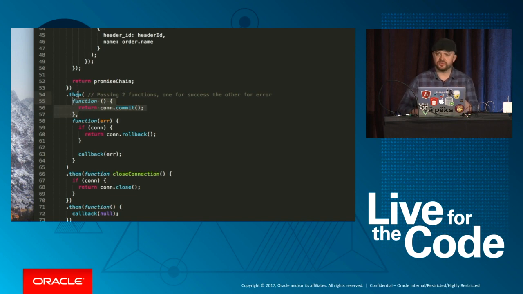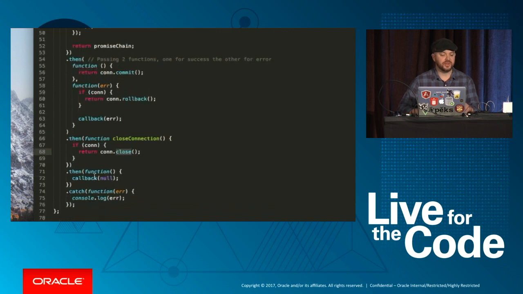If you pass two functions to then, the first is meant for success. The second is meant for error. So there's two ways to handle errors with promises. This is the second way. And so what you see I'm doing here, if any error occurs above, I roll back the transaction and then continue to close the connection and catch. Frankly, this isn't my favorite of the implementations, but this does in fact work.